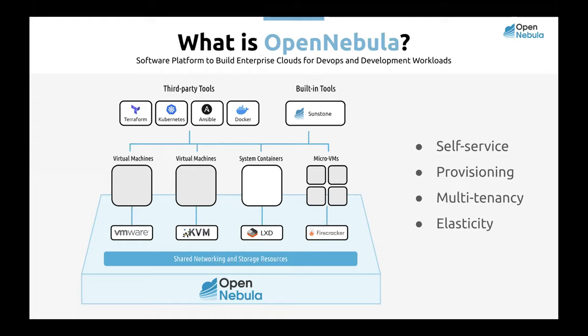So with OpenNebula, you can essentially create an enterprise cloud with any or all of those types of resources running in your cloud. Some of the things that differentiate OpenNebula from other products is really the self-service capabilities, the simplicity and flexibility with which it allows you to create a self-service environment, and having the flexibility to provision these types of resources within your enterprise cloud, creating that multi-tenant cloud environment, and having the elasticity to manage that environment as needed. Sunstone is our OpenNebula user interface. And you also have the flexibility with OpenNebula to integrate with other third-party tools like Terraform, Kubernetes, Ansible, and Docker.